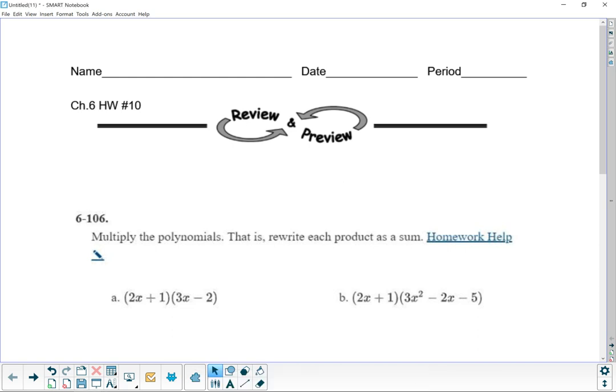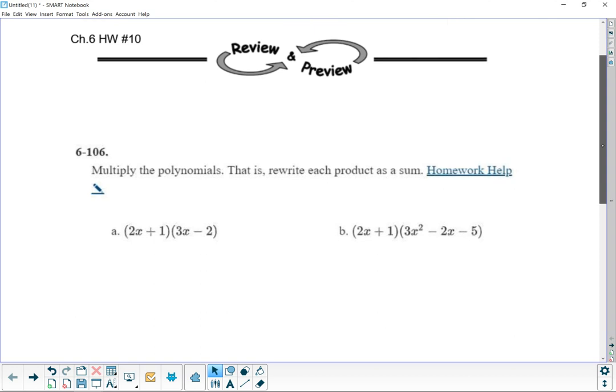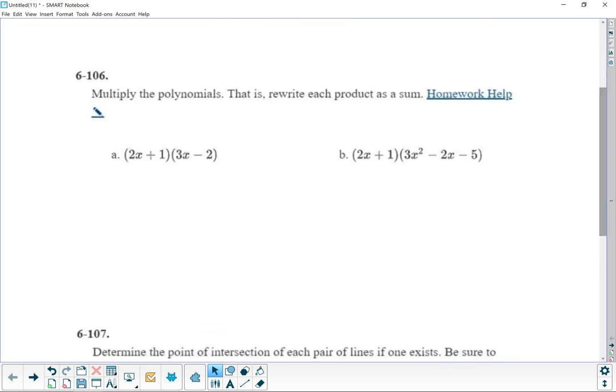Homework 10 for chapter 6, number 106. Multiply the polynomials, that is, rewrite each product as a sum. I'll do this in two different ways. I'll do this first one, well, actually, let's do this with just an area model.